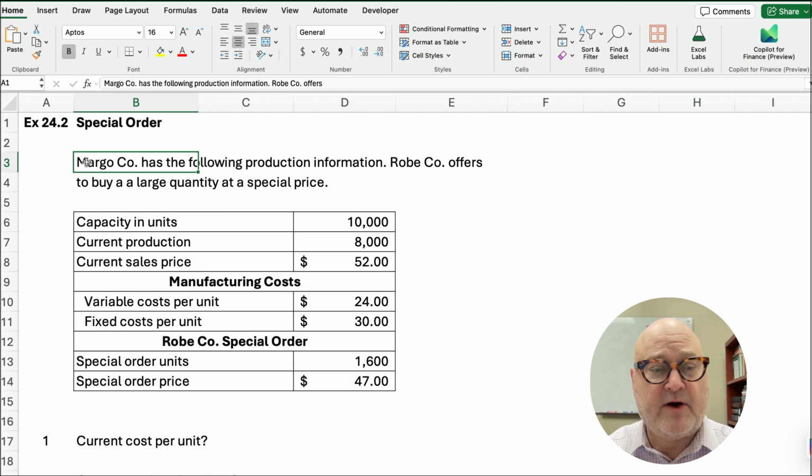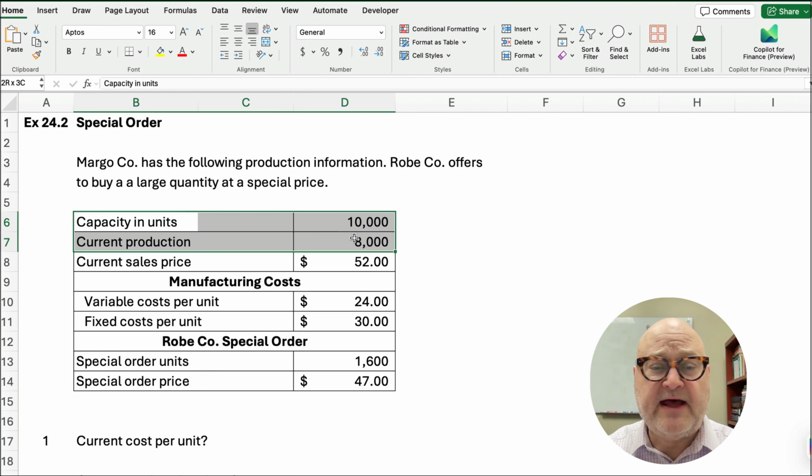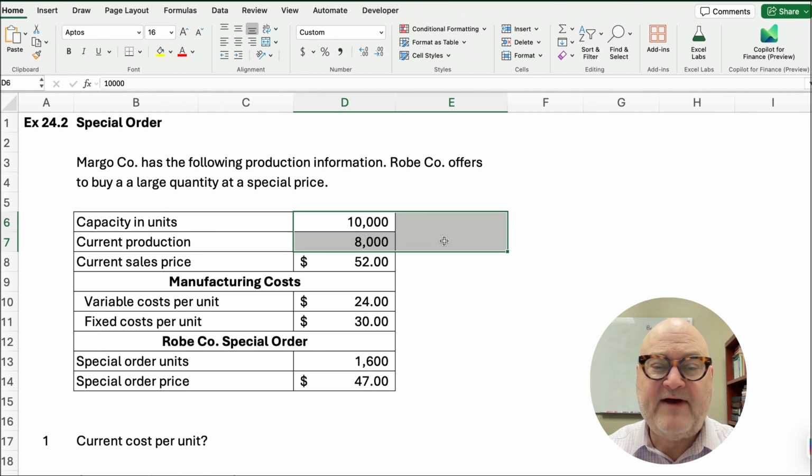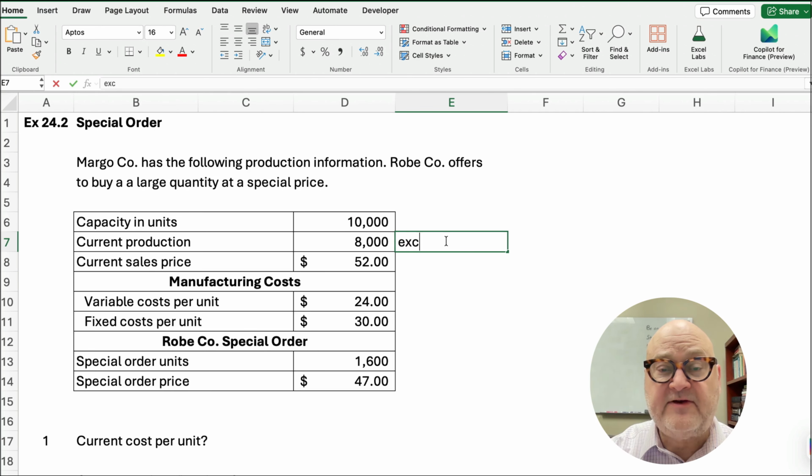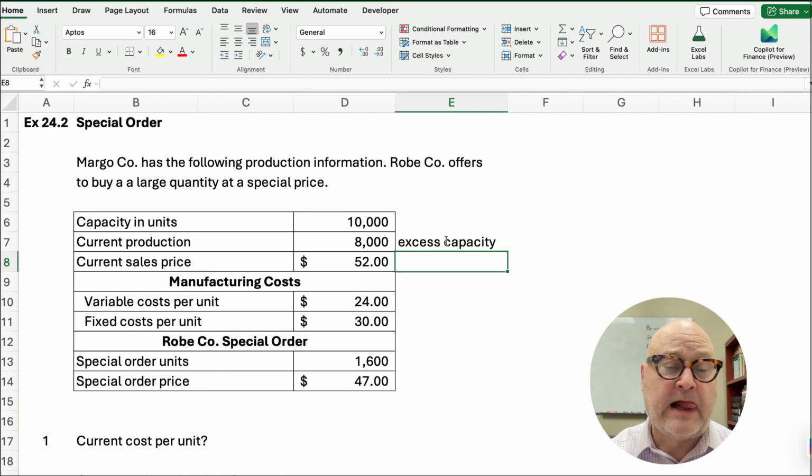So let's say Margot Company has the following production information. They have capacity in units of 10,000 and they're currently producing 8,000. So this problem only works if you have excess capacity. There needs to be excess capacity for a special order to be accepted. If we're producing 10,000 and our capacity is 10,000, we don't have any extra capacity to produce a special quantity at a special price or whatever.